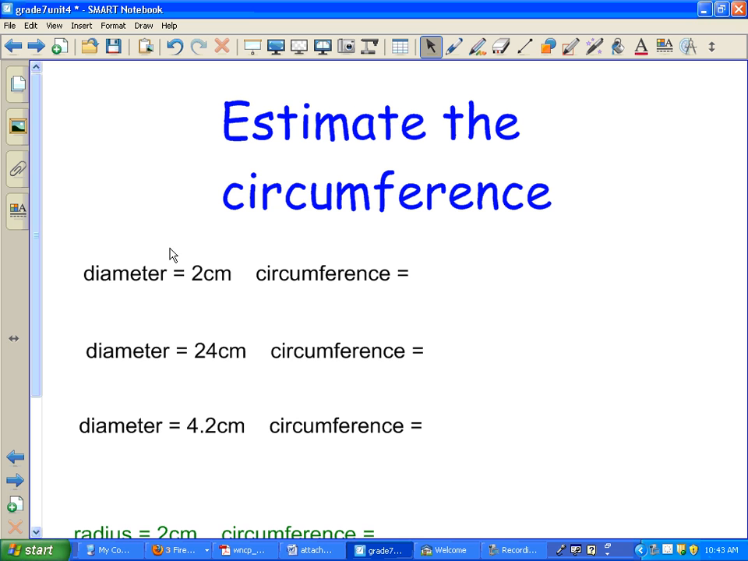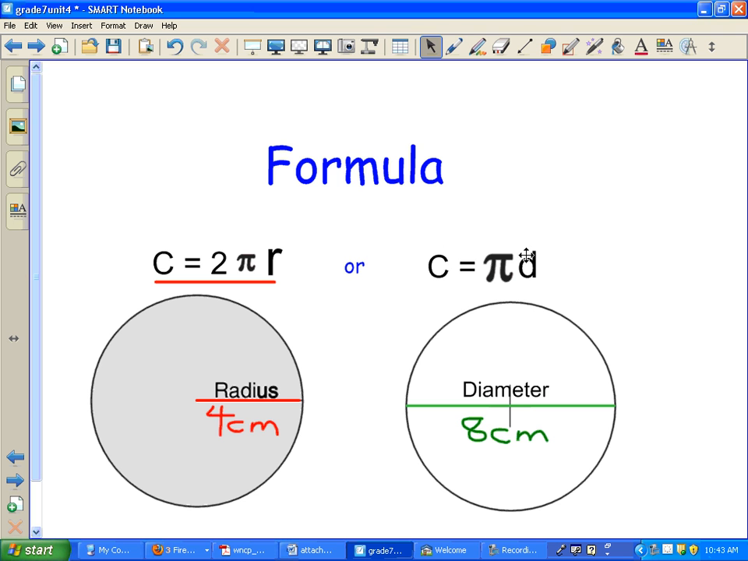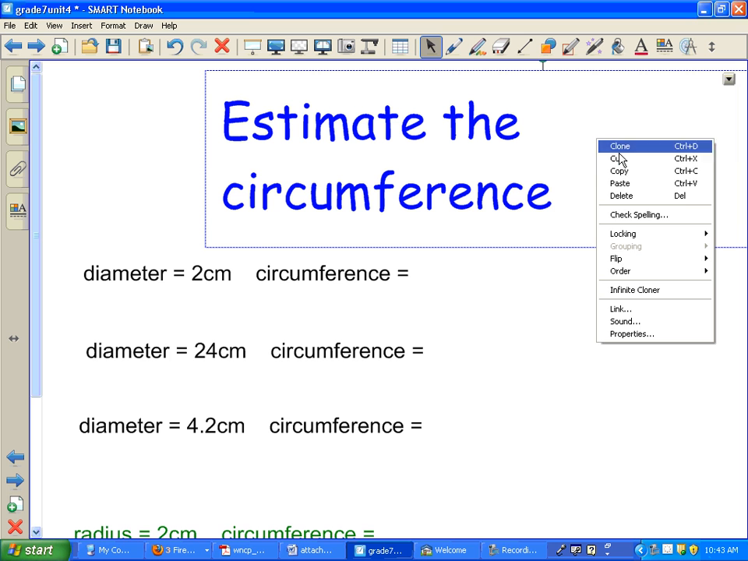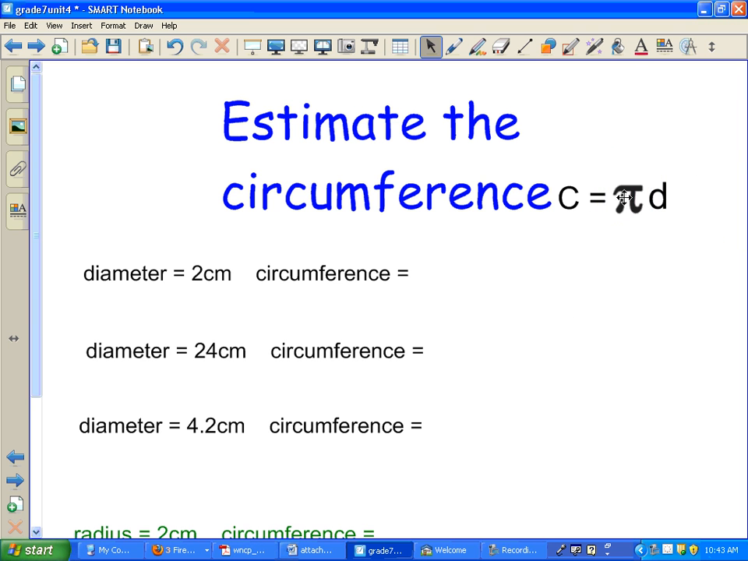So let's get an estimate here. Let's go back. We've given the diameter, and we want to find the circumference. So let's take our formula for the diameter and just bring it over here so we don't forget it. And there it is. So here's our formula. Circumference equals pi times the diameter.